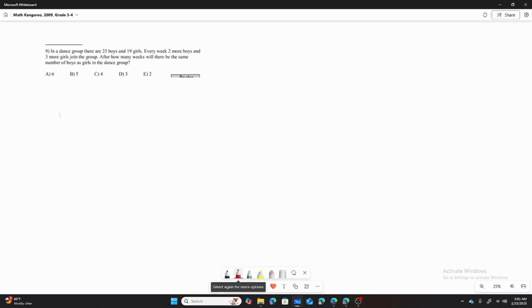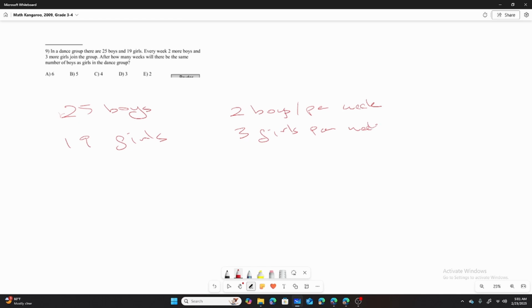We start off with 25 boys and 19 girls. Over each week, 2 more boys would be added to the boys group, and for the girls, 3 girls would be added per week. So what can we deduce? What can we draw from this?